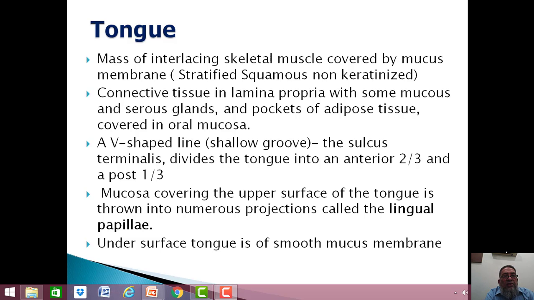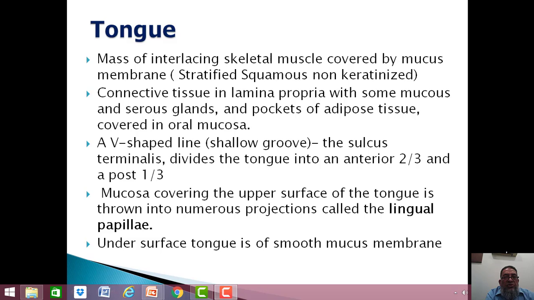So what is the tongue? A mass of interlacing skeletal muscle covered by mucous membrane. The mucous membrane is lined by stratified squamous epithelium, non-keratinized in the upper and lower smooth parts, but in patches it is also keratinized at the apices of the lingual papillae. Connective tissue is present in the lamina propria with scattered salivary glands, and pockets of adipose tissue are also visible.